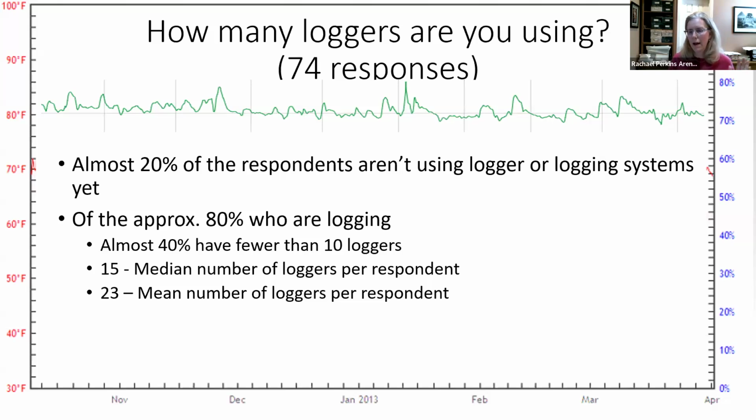The 80% who are have a range of some very high-tech and expensive options. But for the most part, of the 80% of you who are logging, 40% have fewer than 10 loggers. Some mention that they're using hundreds across multiple buildings or sites, but the median number of loggers per respondent was 15 and the mean was 23. So if you're a mid-sized museum, this is still a pretty reasonable number.